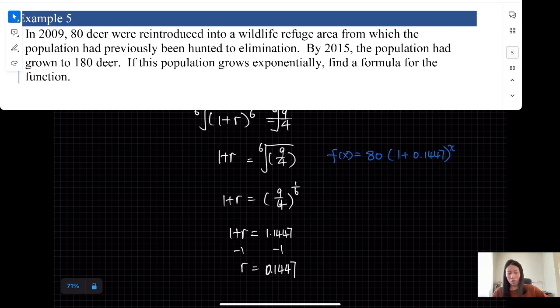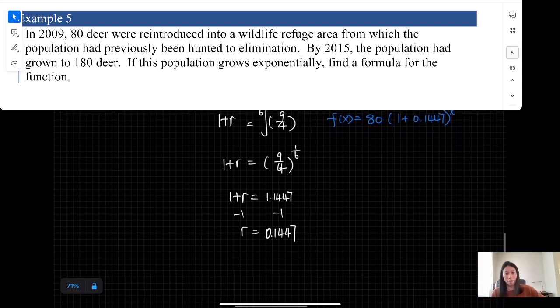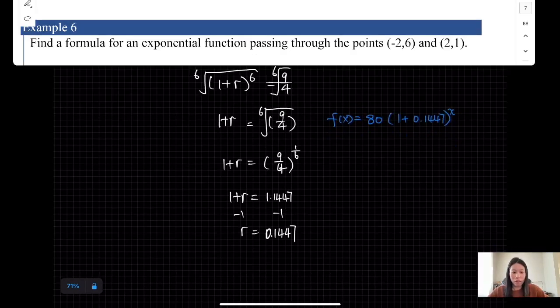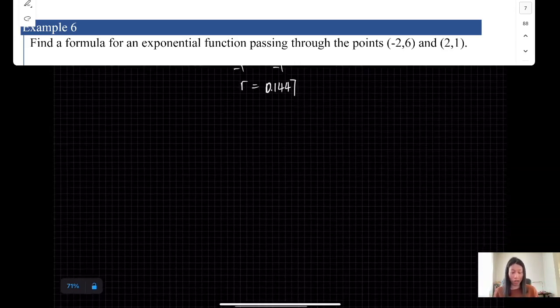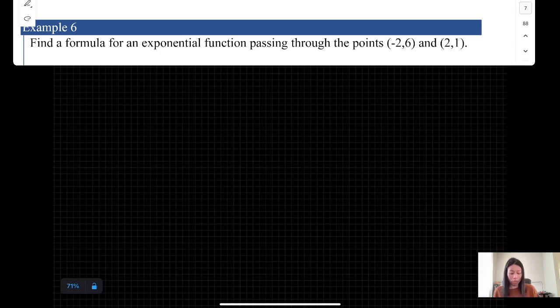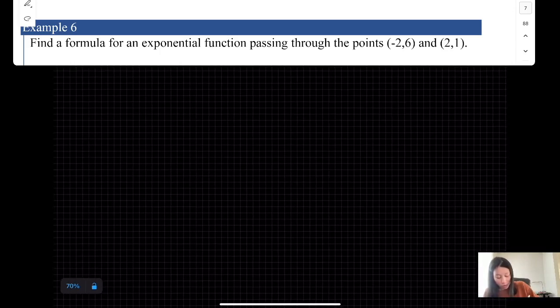So this is similar if I tell you, hey, find a formula for an exponential function passing through 2 points, but I didn't give you the initial value. What would you do? Well, you know that the function is going to be f(x) equals A times 1 plus r to the x. We need to solve for A and r by using the 2 points.